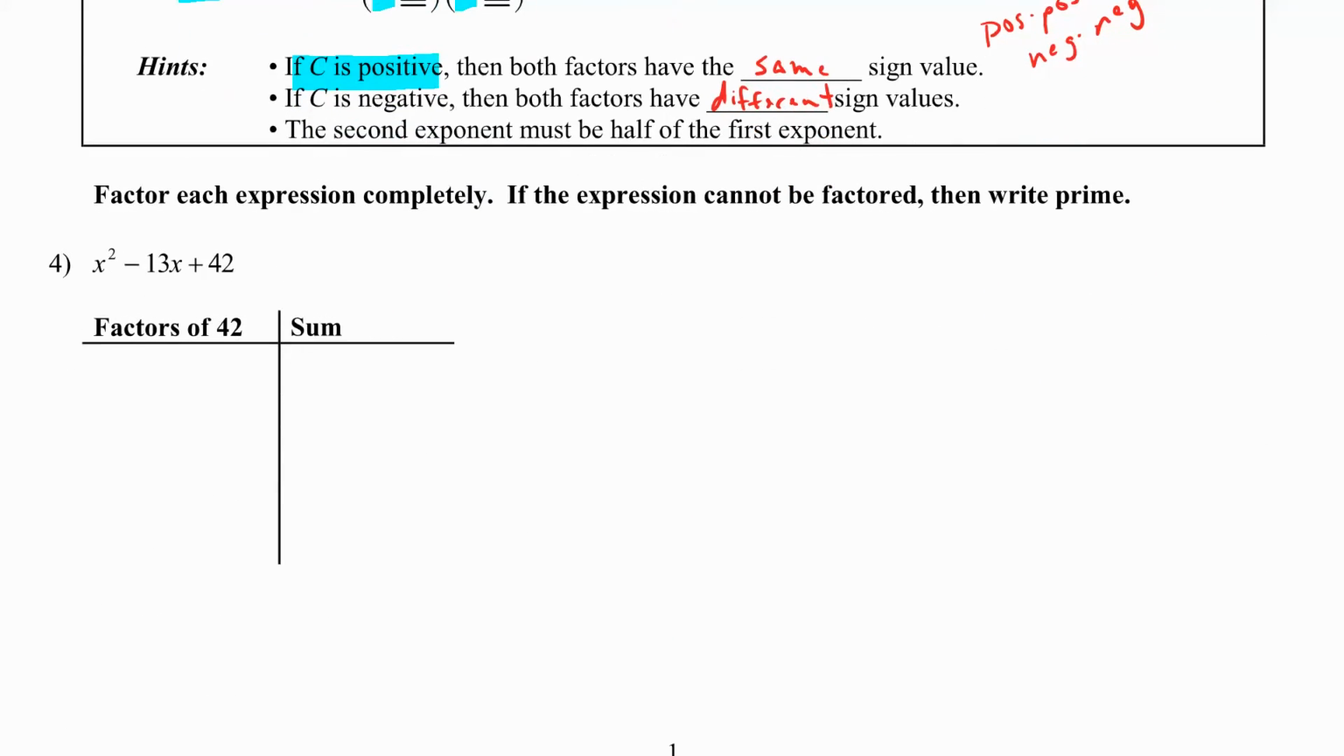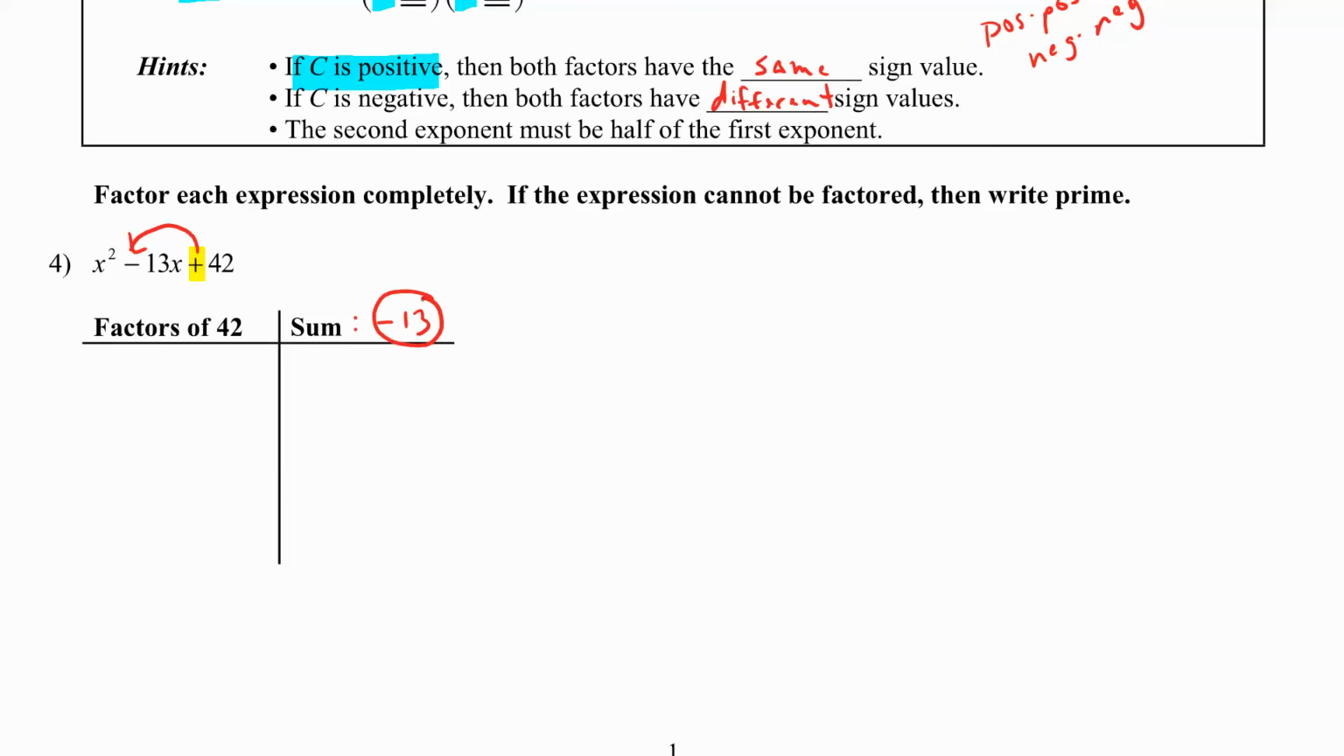All right, a few more practice problems along those lines. On this one right here, we're going to list all the factors of 42. If I look at that c value, it is positive, so it's either going to be a positive times a positive or a negative times a negative. We can look here, and that will tell us which we're going to use. We're going to do a negative times a negative, because they need to add up to be negative 13. The sum has to be negative 13.